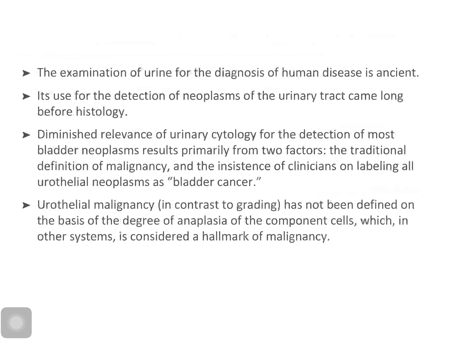The examination of urine for the diagnosis of human disease is ancient. Its use for the detection of neoplasms of the urinary tract came long before histology. The diminished prevalence of urinary cytology for the detection of most bladder neoplasms results primarily from two factors: the traditional definition of malignancy and the insistence of clinicians on labeling all urothelial neoplasms as bladder cancers. Urothelial malignancy, in contrast to grading, has not been defined on the basis of the degree of anaplasia of the component cells, which in other systems is considered a hallmark of malignancy.